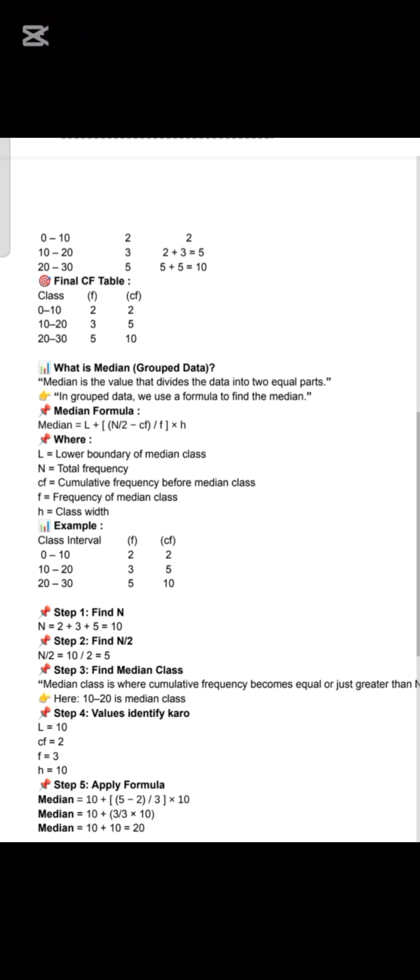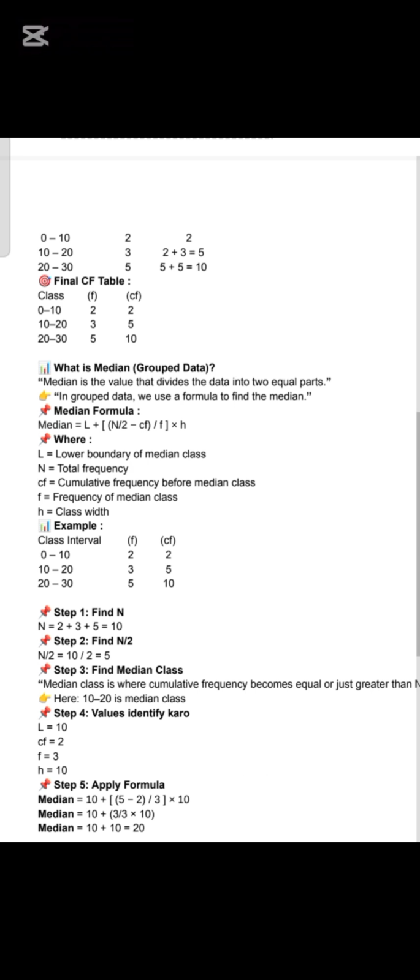Now see the example, class intervals, frequency, and CF. Step 1 is to find capital N, the total number of values, the total frequency. N is equal to 2 plus 3 plus 5 is equal to 10. And our second step is N by 2. The given N is 10 divided by 2. The answer is 5.